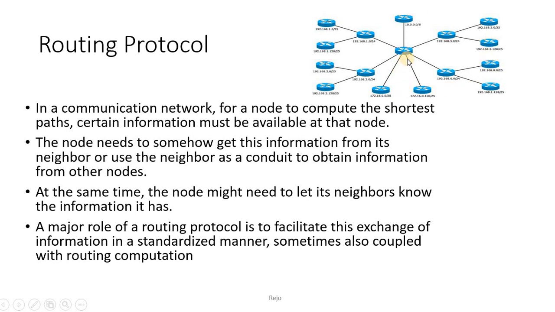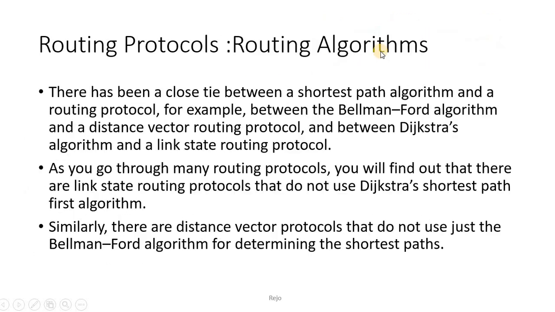So in a communication network, for a node to compute the shortest path to every other node in the network, it requires certain information. This information it can retrieve from the neighboring nodes, or it can use the neighboring node as a conduit to retrieve the information from the other nodes. At the same time, this node might need to let its neighbors know about the information it has. So a major role of a routing protocol is to facilitate this information exchange along with the routing path computation.